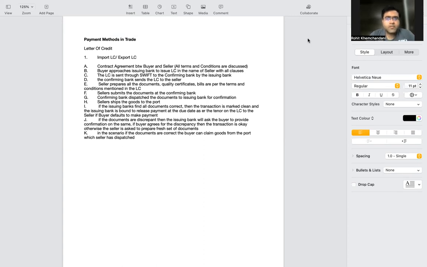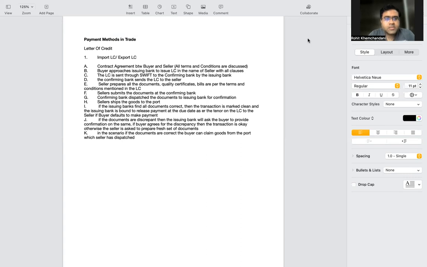Suppose the trade is between countries in which there are some disputes, but the trade is important and transportation of goods is also necessary. But the seller is a bit concerned regarding the payments. Then the seller can ask for payment terms in which letter of credit will be used. There are around 8 to 9 steps mainly in letter of credit.